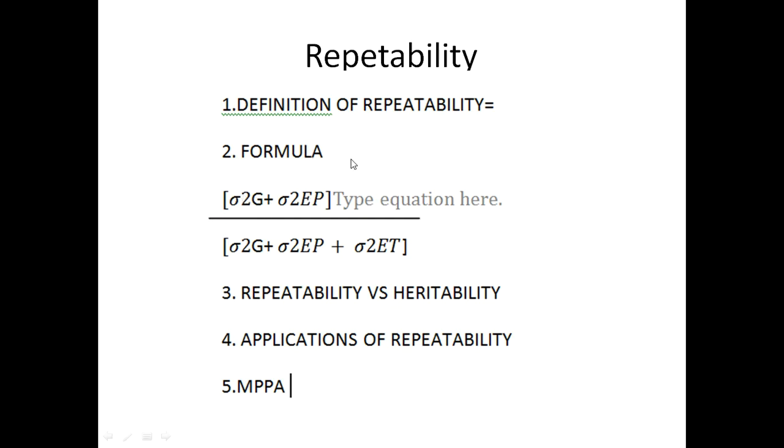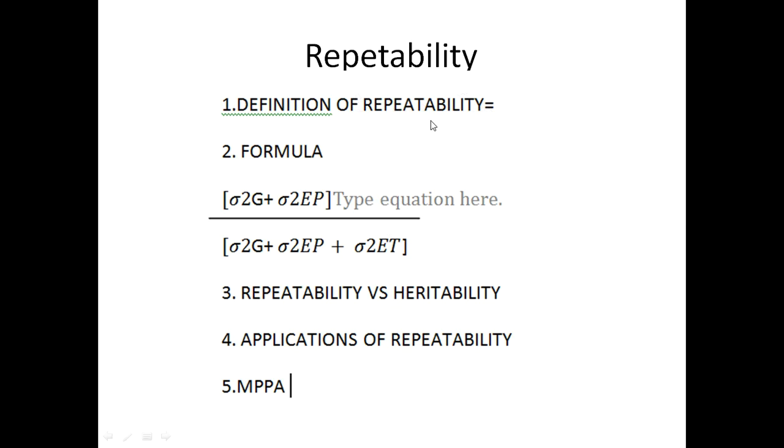And repeatability is just a small component added, sigma square ep, to the numerator, which is really very small in magnitude, permanent environment. When you divide the environment into two parts, I have already discussed in my first lecture. So because repeatability is the upper limit to heritability, you can also take repeatability value if you do not have directly heritability value. They both will be similar to each other.